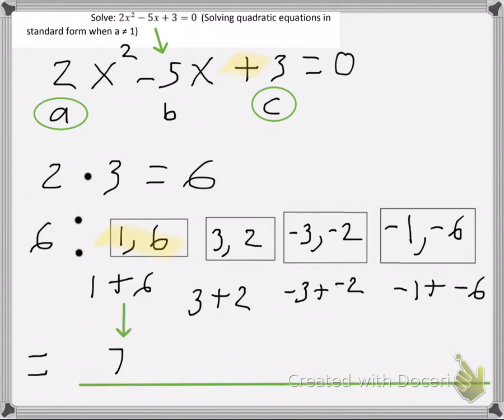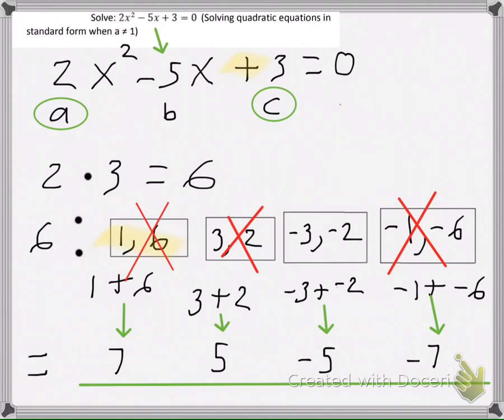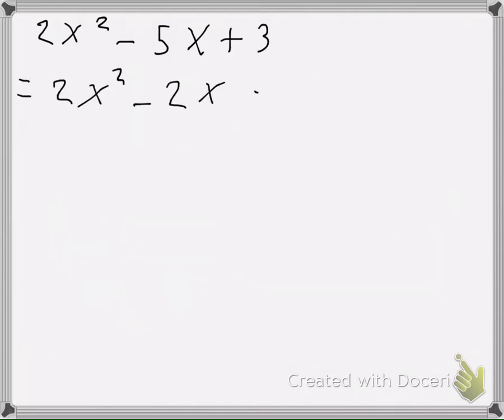So I add together 1 plus 6, I get 7. I add together 3 and 2, I get 5. I add together negative 3 and negative 2, I get negative 5. I add together negative 1 and negative 6, I get negative 7. So clearly the only one that works is negative 3 and negative 2. So now I'm going to move on to the next step of the AC method. Next step says that I break up that middle term into the factors that I found.